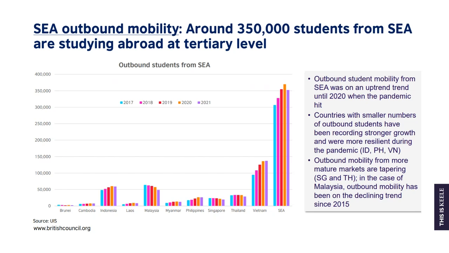What's happening with mobility, as in students traveling out of those regions to study. And as you can see, before COVID, it was going in the right direction. But it's really a tale of two halves. You've got the more mature countries like Malaysia and Singapore, where we are actually seeing a slowing. And then you have the younger, newer countries like Vietnam actually increasing, and Indonesia also increasing. Indonesia is beginning to pick up again, and emerging much, much faster.